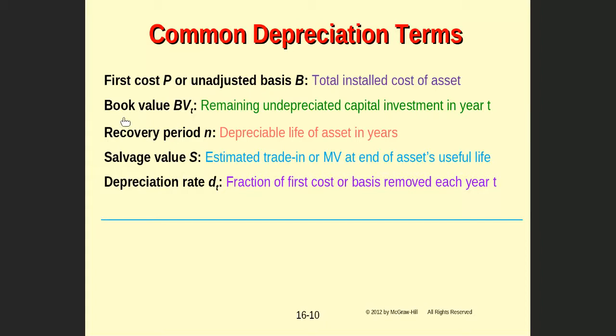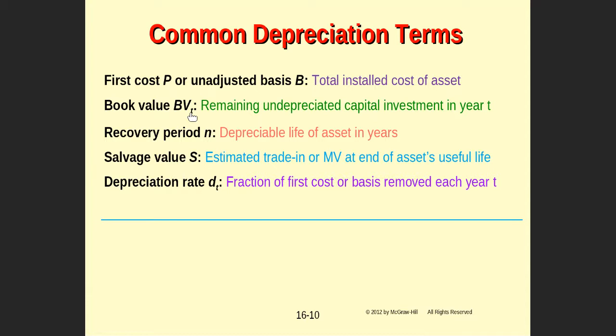The book value. What is the book value? It is the remaining depreciated capital investment in year T. What does that mean? It is the value of the asset at a certain time of use. After you use the car, let's say 1 year, then the book value of year 1, which means T equal 1, is the value of that car after 1 year of use.